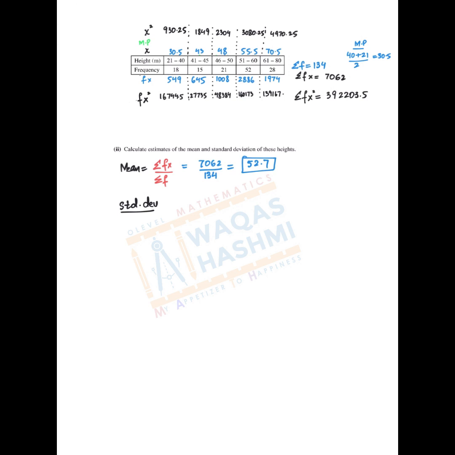I need to apply the working formula for standard deviation, which says that standard deviation is equal to under root of summation of fx square divided by summation of f minus summation of fx divided by summation of f whole square. And now we need to place the values here. So the first value of summation of fx square is 392203.5 divided by the summation of f, which is 134, minus. Now this thing we had already found previously, that is 52.7. I will place the value here, 52.7, and square it. Now we need to calculate it to find out the value of standard deviation. And after taking the root, you will get the value of standard deviation. It's 12.23, and that is your answer.